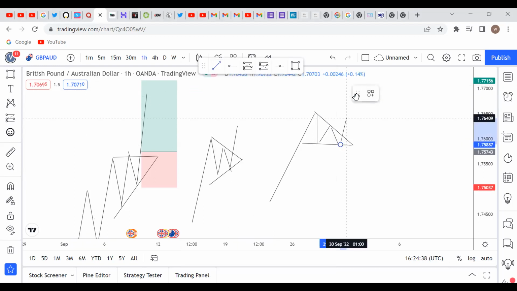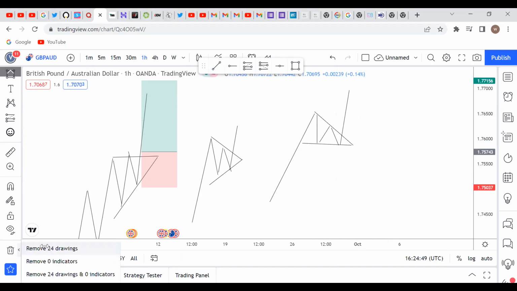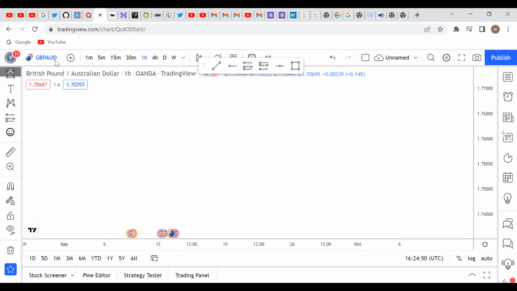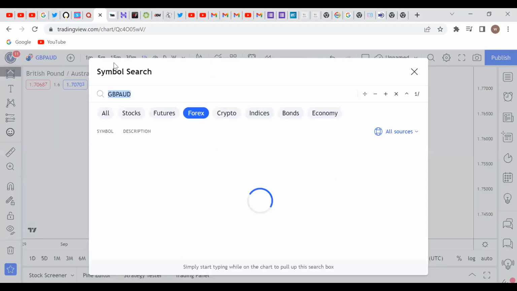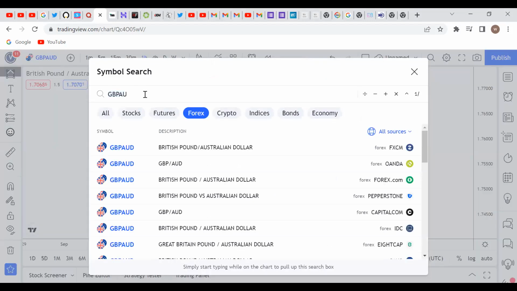Then boom, it breaks out. Okay. Now that's what we call triangles. Okay, guys. So I think now we are clear. We can go back to our charts. Let me change a pair here to give something which has out of price action, maybe GBP USD.